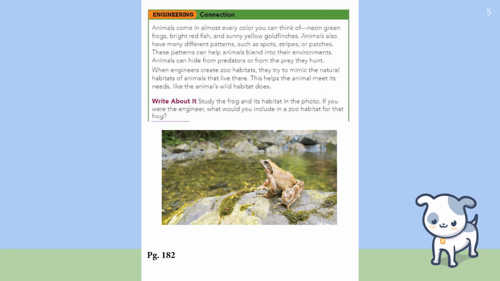Well, I'm looking at this photo down here. If I was creating a habitat for this frog, I'd probably put some water, maybe some rocks for him to sit on, how he's doing in the picture, so he can get a little bit of fresh air. He looks pretty cool in this picture. I think the rest of this text might be pretty interesting.